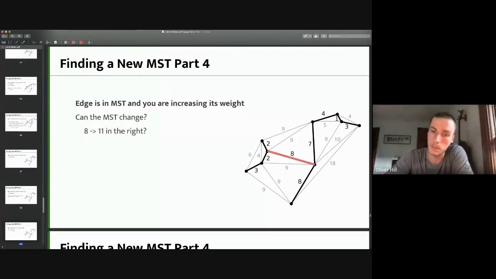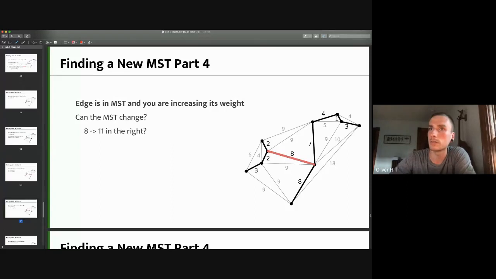Edge is in the MST, and we're increasing the weight. Do we need to do anything? Yep. Yeah. Yep. We need to do something. Well, we might need to do something, right? We at least need to check if we need to do something. So we need to do something. Yeah, we're going to have to, here we go, yes.